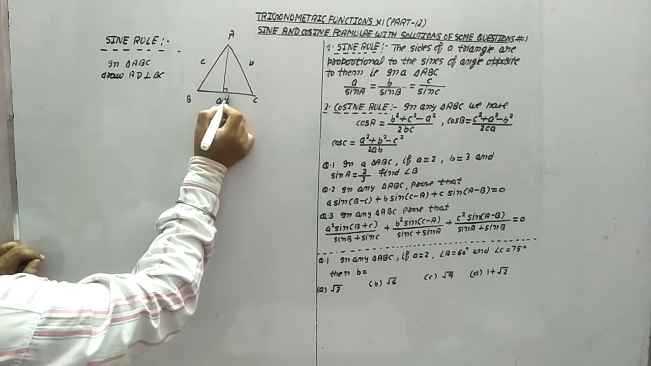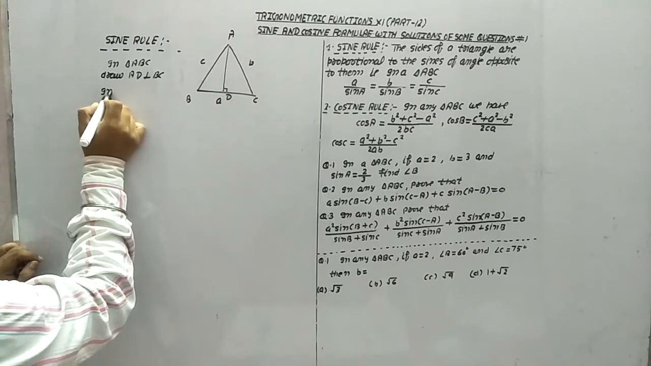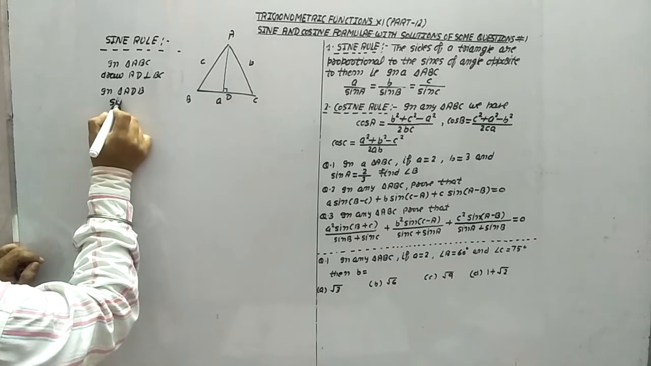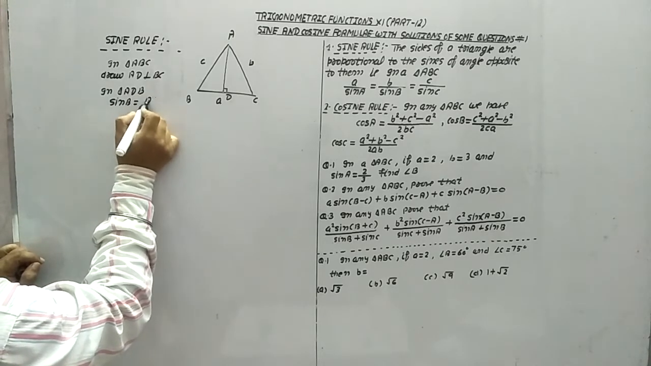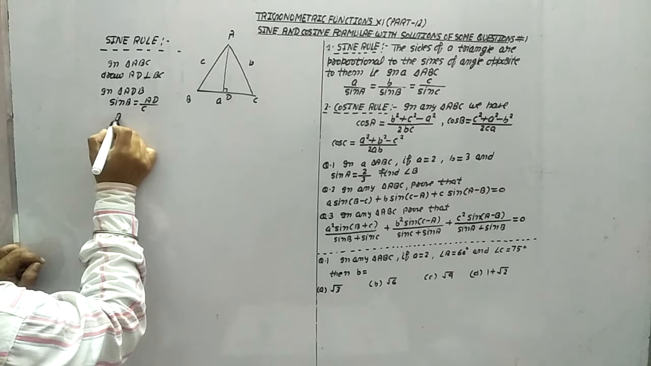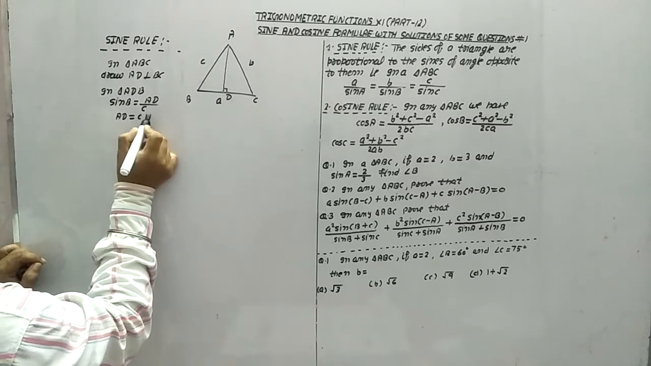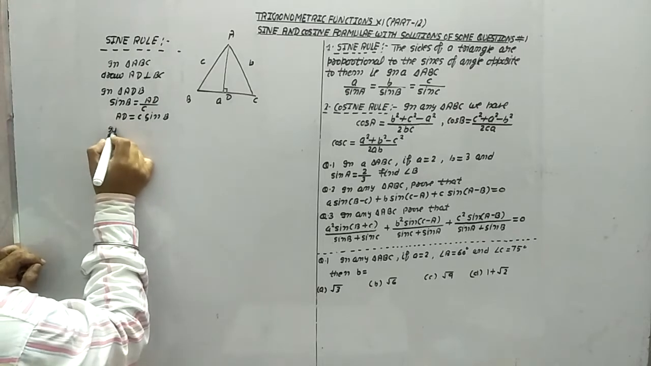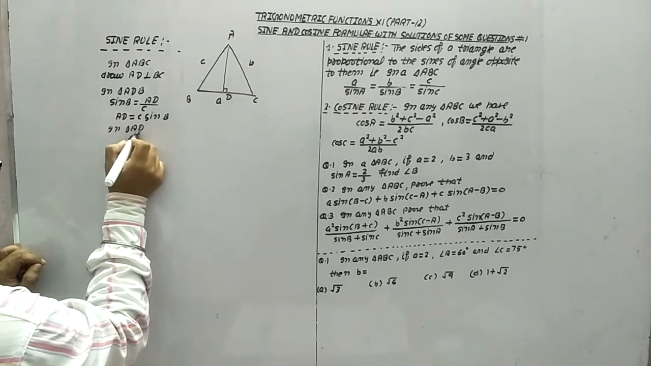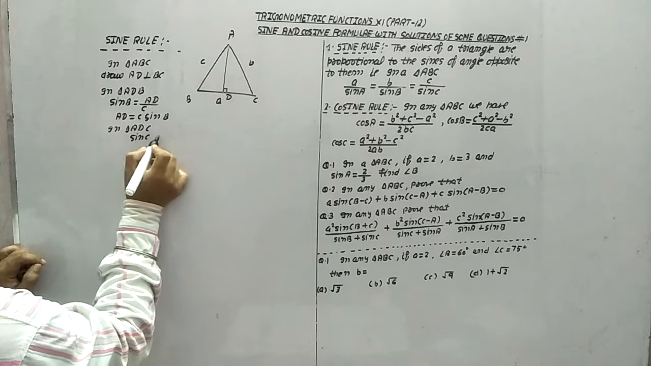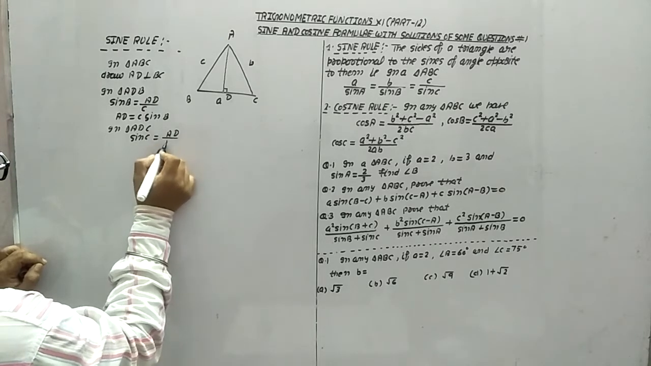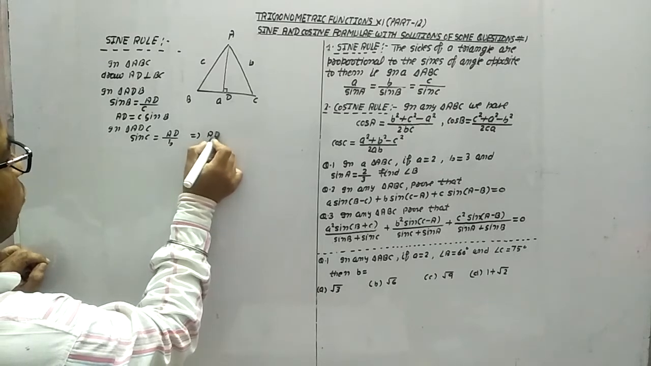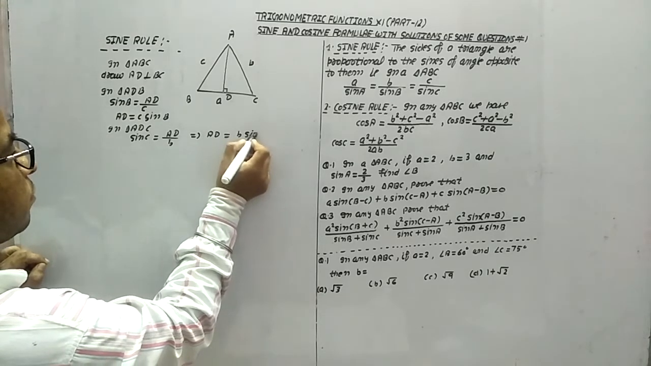Now once we draw AD perpendicular on BC, in right angle triangle ADB, sine B is equal to AD upon c. It means AD is equal to c sine B. This is the one part. Now in triangle ADC, we have sine C is equal to AD upon b. It implies that AD is equal to b sine C.